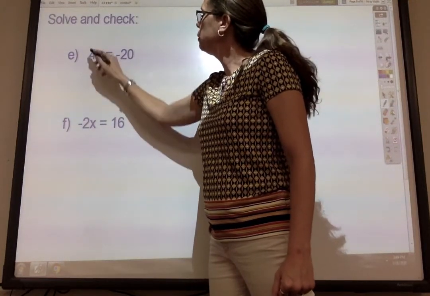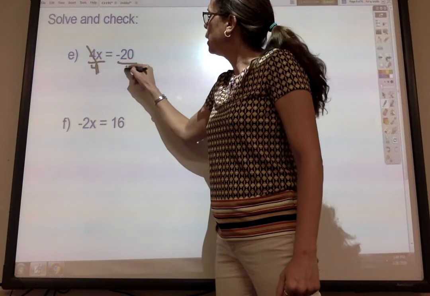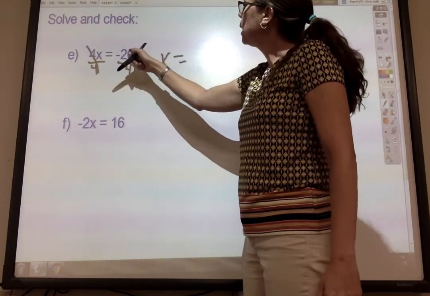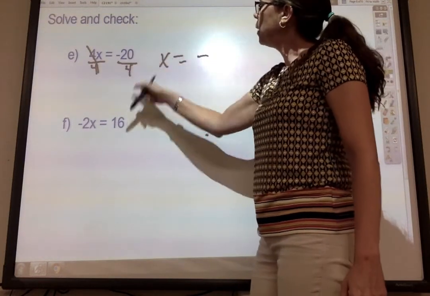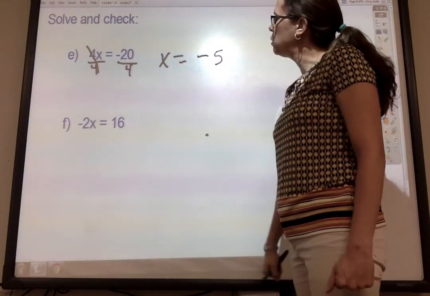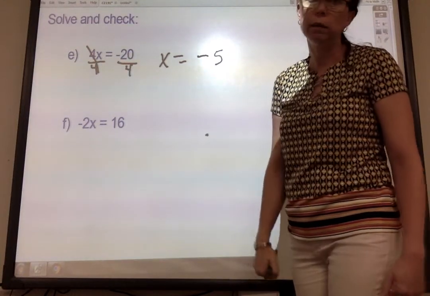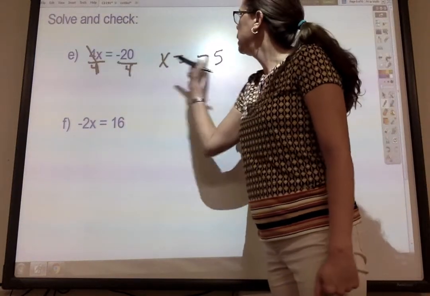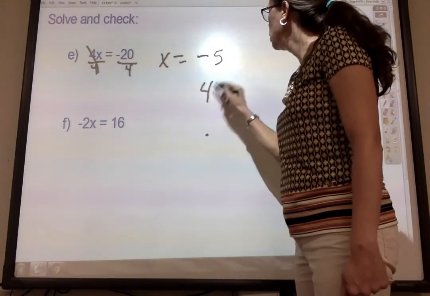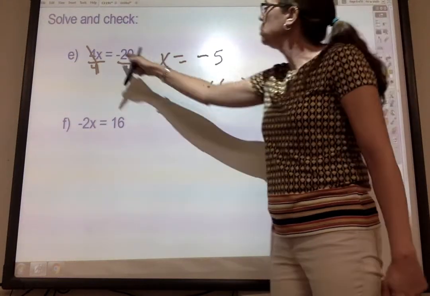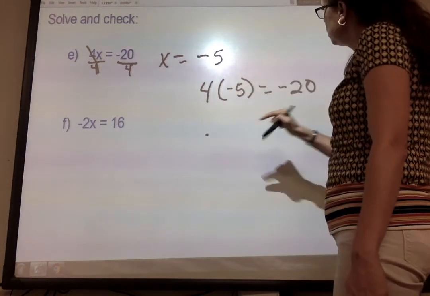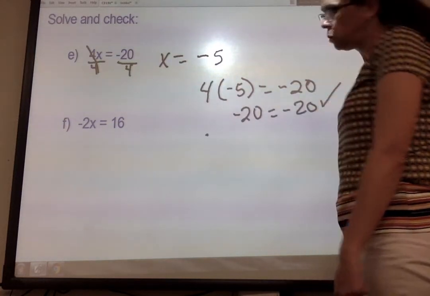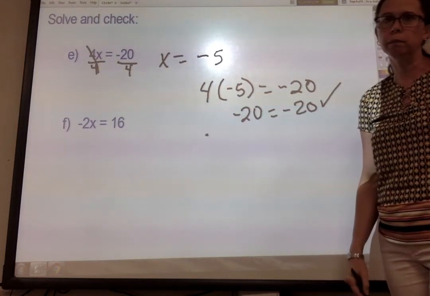If I divide by 4 here, that cancels, which is what I want. Divide by 4 here. Negative 20, divide by 4. X equals negative divided by positive is negative. 20 divided by 4 is 5. X equals negative 5. But the second part says to check ourselves. So to check ourselves, I would put a negative 5 in for x. 4 times negative 5 equal to negative 20 from our original problem. 4 times negative 5 is negative 20. Yes, that is equal to negative 20.